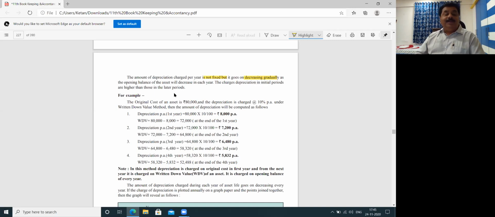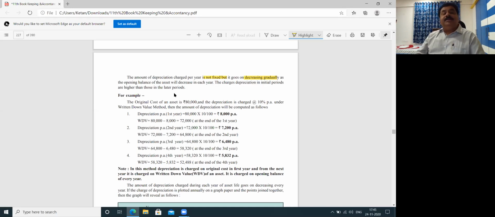Now what will happen due to this? The value of the asset will never become zero. In the fixed installment method, the value of the asset becomes zero. But in the case of this particular diminishing balance method, the value of the asset never becomes zero, because whenever you are charging 10%, 90% is always remaining.